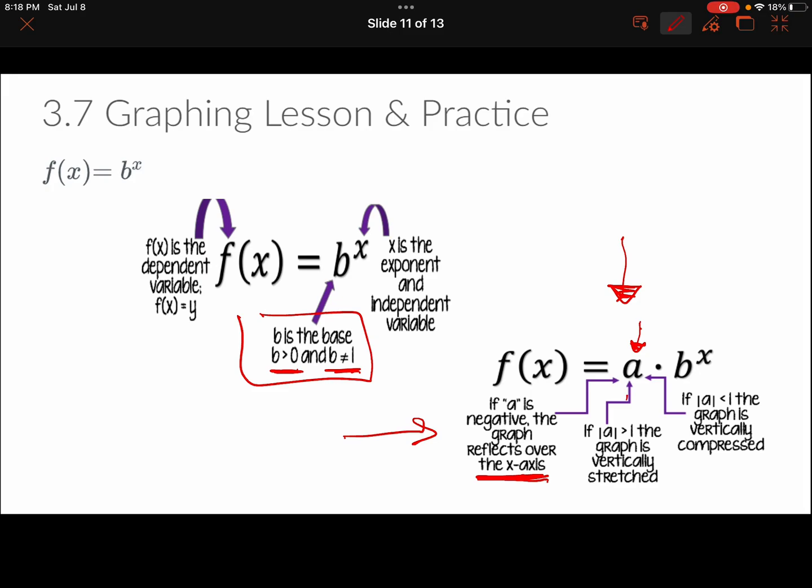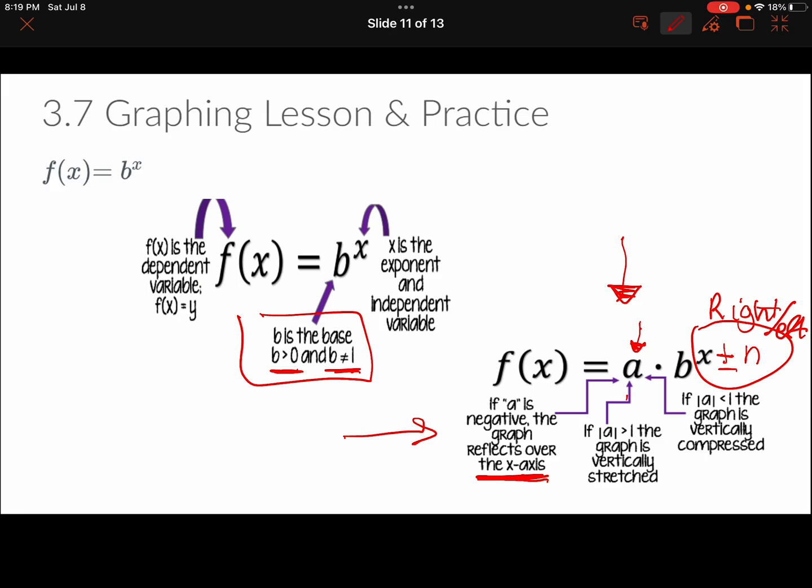So things that you want to know about that are changes here. Anytime you add or subtract a value to the exponent, that is going to shift it right or left. Okay? So this is a right or left move.